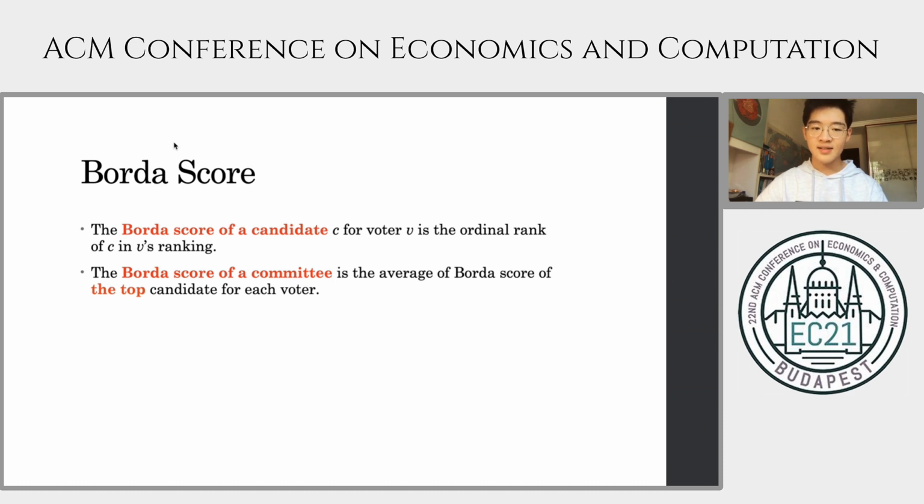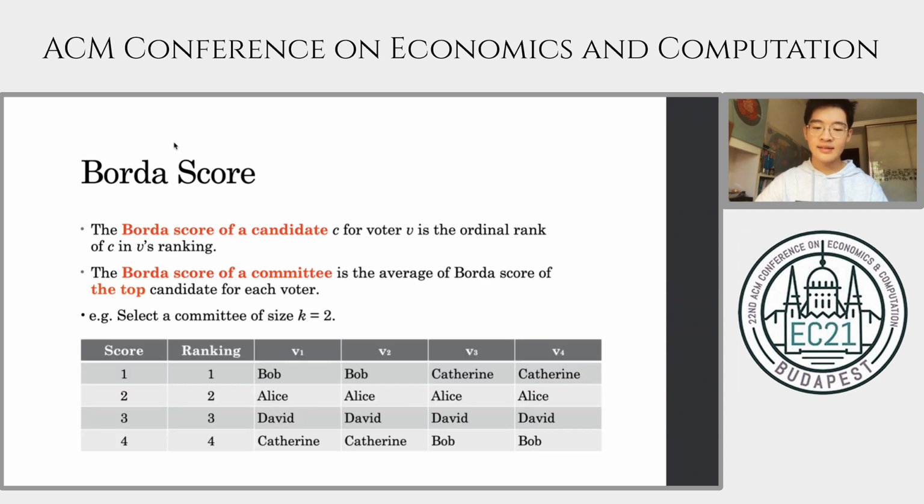Let's again consider the following election as an example. Say we want to select a committee of size 2. Now the optimal choice would be to choose Bob and Catherine, because in this way, all the voters are able to get their top choice. The s-Borda score here is just 1.